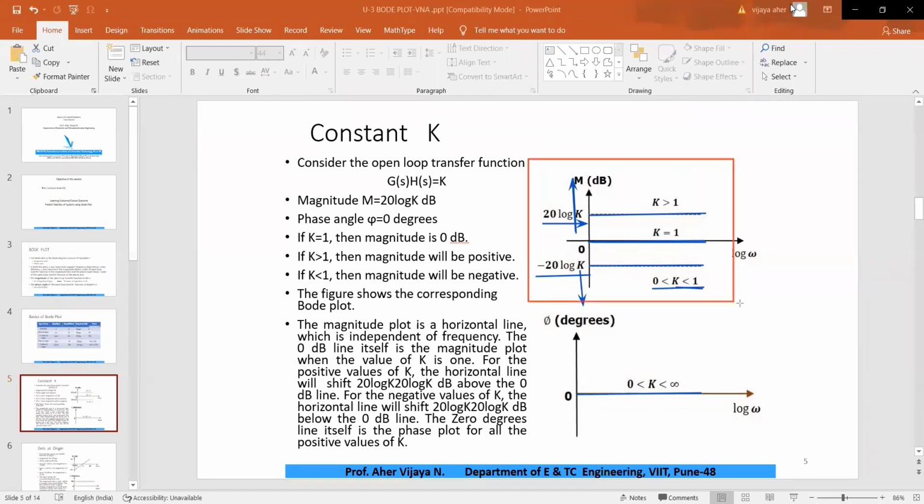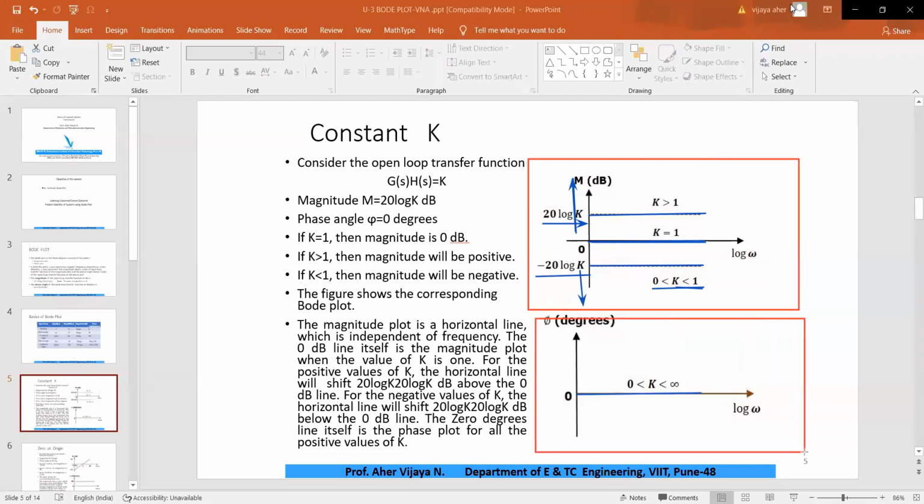So this is nothing but your magnitude plot for this given transfer function. And this is nothing but your phase plot for the given open loop transfer function, so G(s)H(s) is equal to K. Got my point?